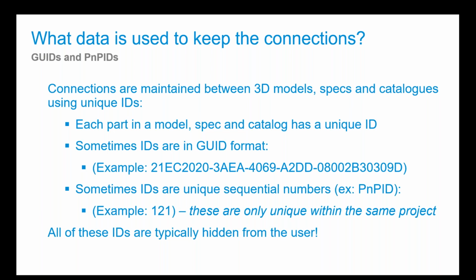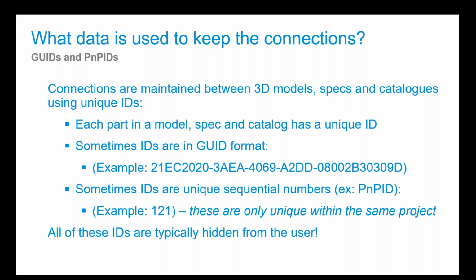There are two things that I want to highlight here, which are the GUIDs and the PNP IDs. Graphical unique IDs, GUIDs, are one aspect that is available in your model, spec and catalog. And also there is a PNP ID, which is a unique ID, a sequential number that is also available in your plan database.